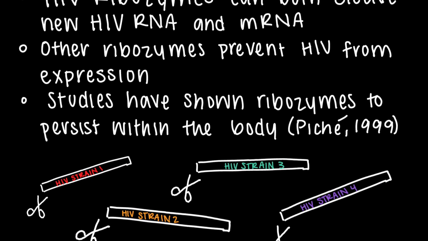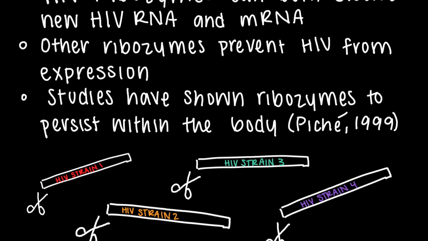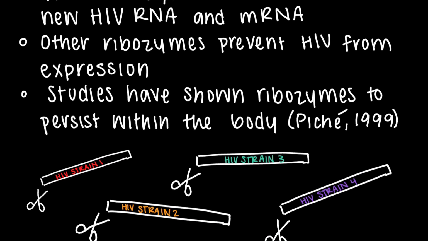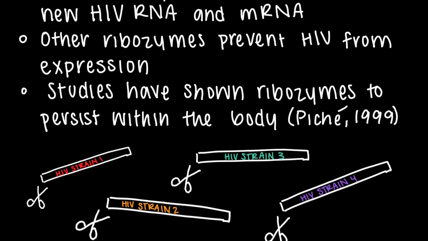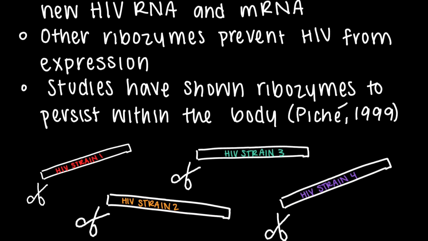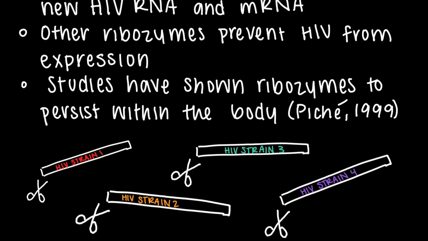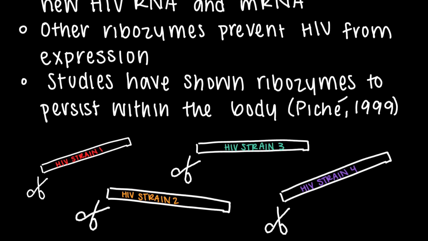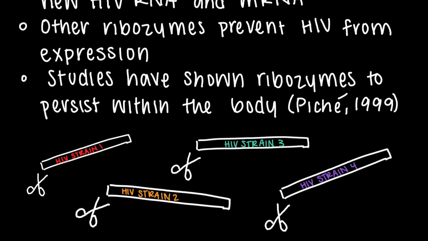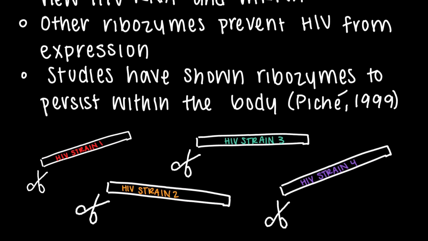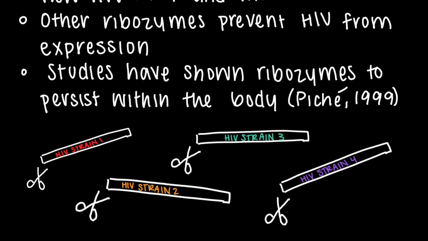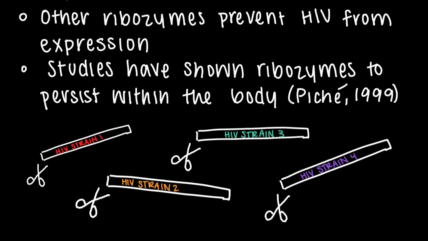The benefit of ribozyme therapy is the ability to identify and cleave at the leader sequence. What is a leader sequence, you may ask? A leader sequence is just a sequence conserved through all HIV strains, making ribozymes effective against multiple strains. This ensures that no more than one therapy is required for consistent prevention or suppression.